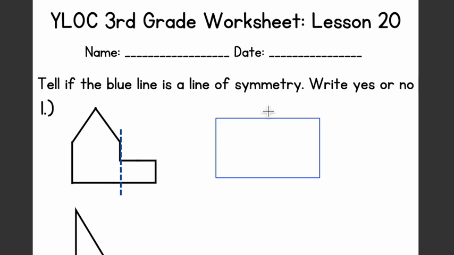So if you folded a piece of paper in half like this, then this side would align perfectly with this side. It wouldn't stick out like this. So if it does that, then it's a line of symmetry. So for number one, the line is right here, but this side doesn't look the same as this side. It's much smaller. So we put no. This line is not a line of symmetry.